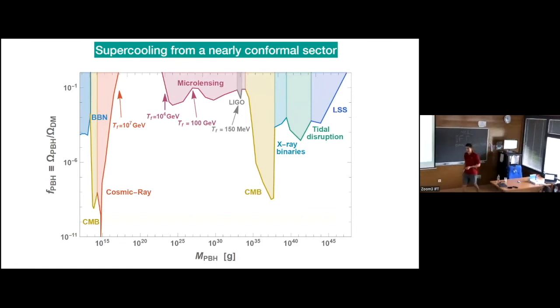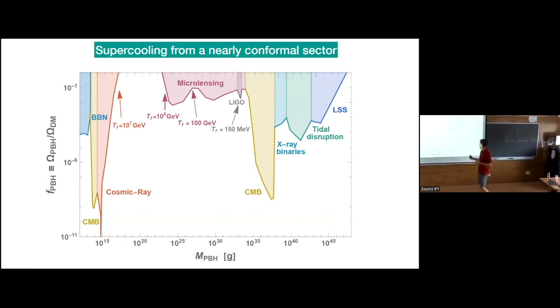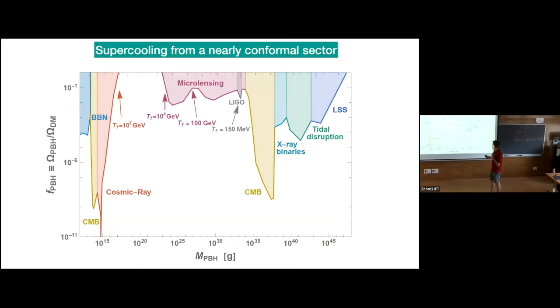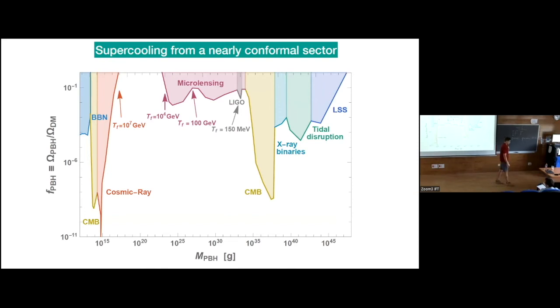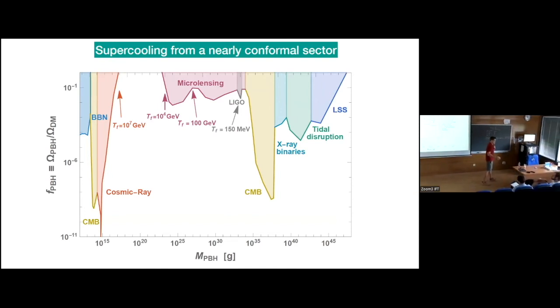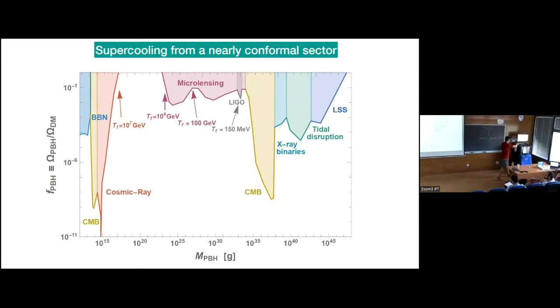Then, what are the masses of PBH that you can form? So here are the well-known constraints on PBH. You see that a supercooled phase transition at QCD can explain LIGO. One at the electroweak phase transition can explain microlensing events. And if you want to explain dark matter, you have to go above 10 to the 5 GeV for the phase transition scale, T_C.